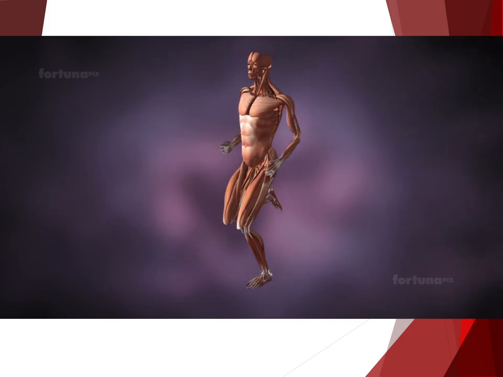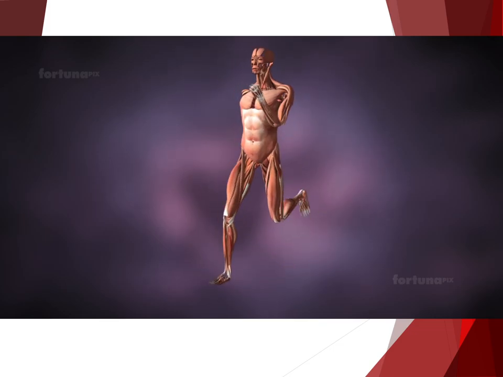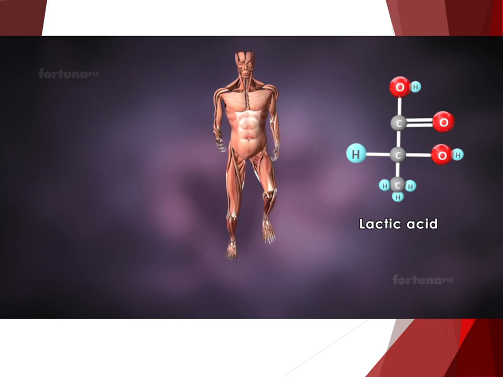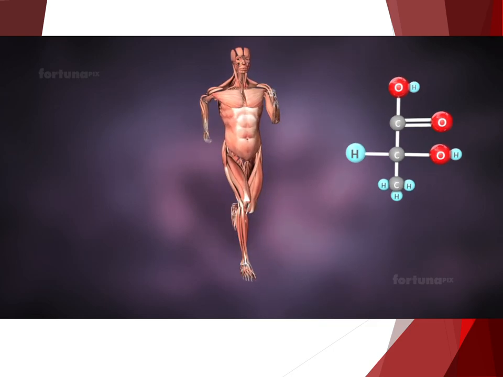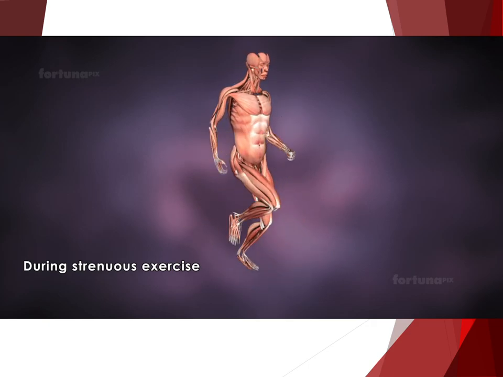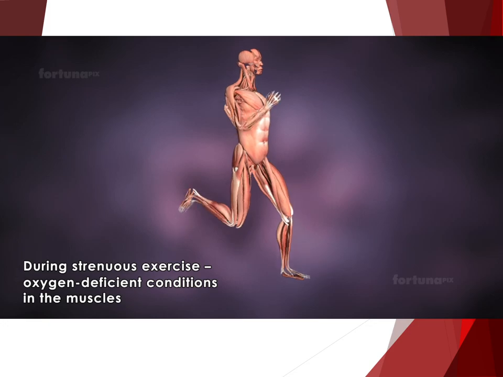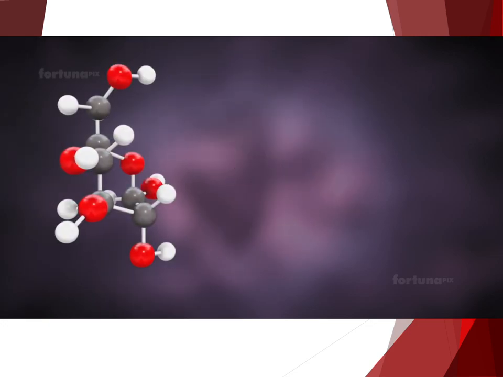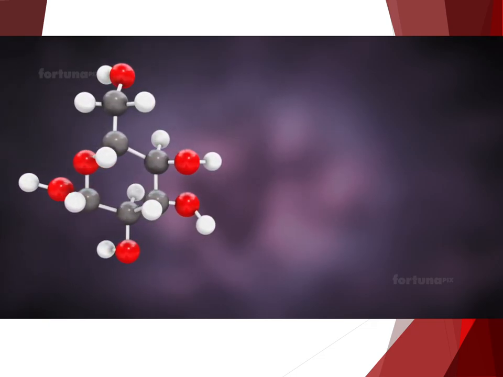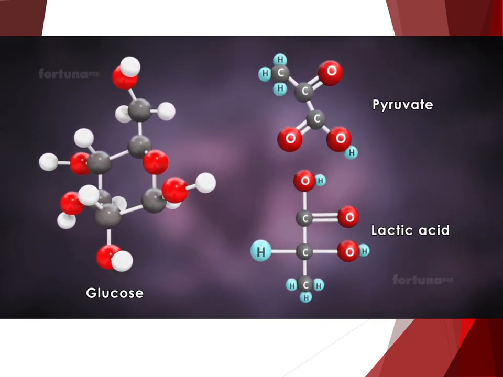Lactic acid fermentation is similar to alcoholic fermentation, but instead of ethyl alcohol, lactic acid will be produced. This type of fermentation commonly occurs in the muscles. During strenuous exercise, your body won't be able to transport oxygen in the blood quickly enough and will create oxygen-deficient conditions in the muscles. In anaerobic conditions, muscles will partially break down the glucose, convert the pyruvate into lactic acid, and release less energy.